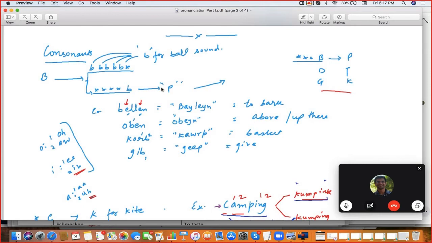Next is Oben. After I, if it is one consonant, that's the geep sound. Right? Okay. Geep, Belen, Oben, Corp, and Geep.